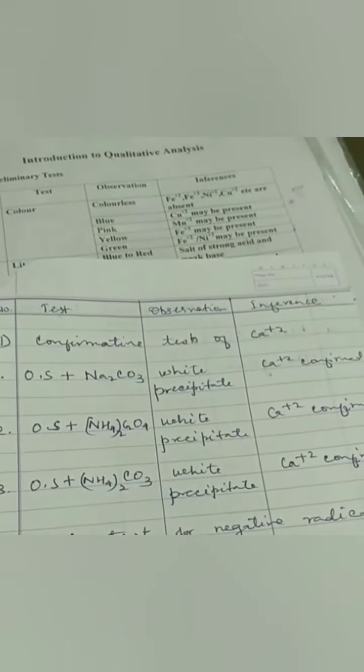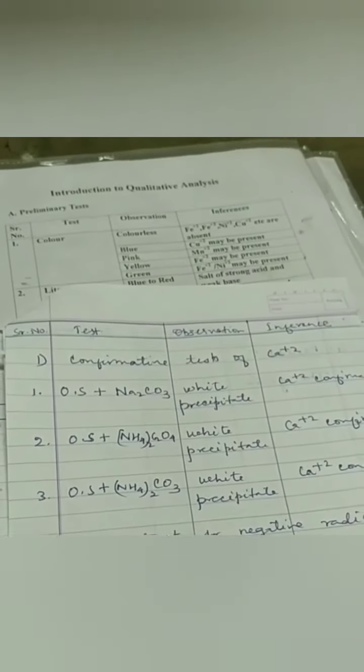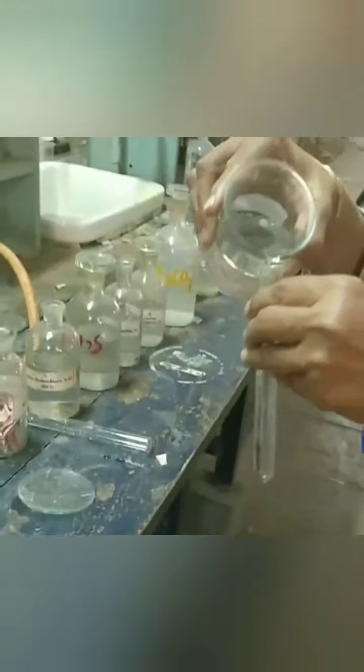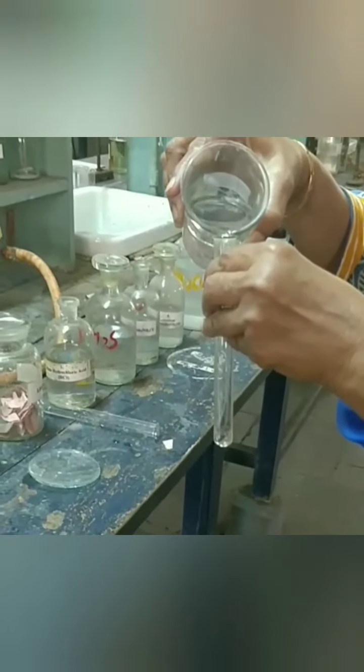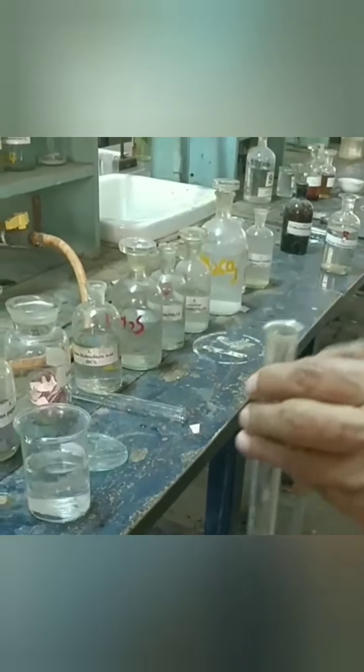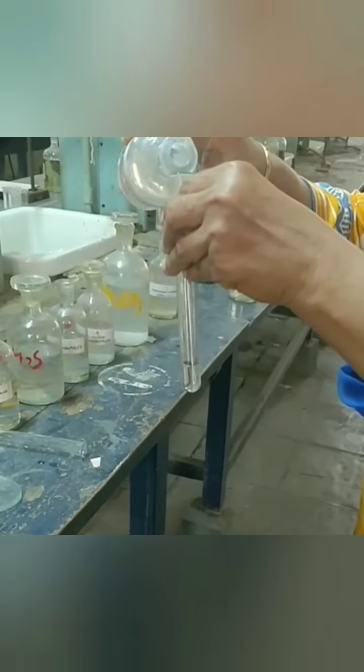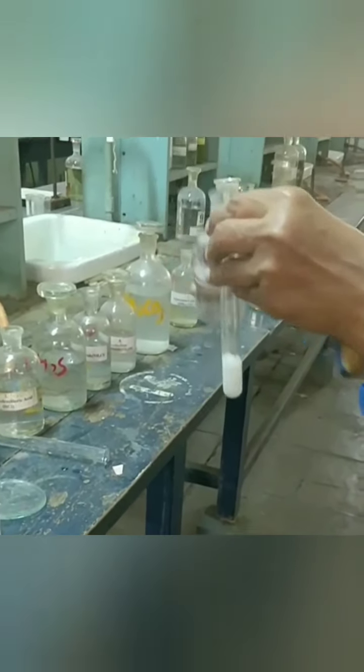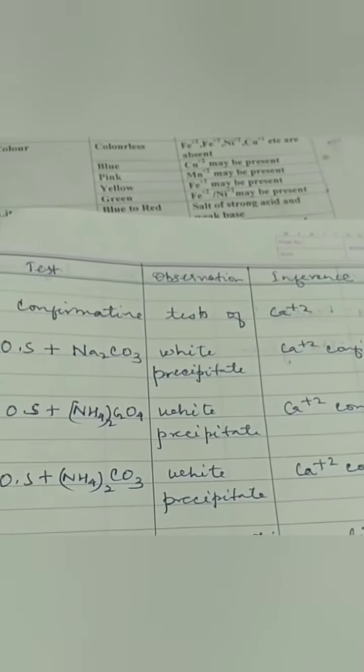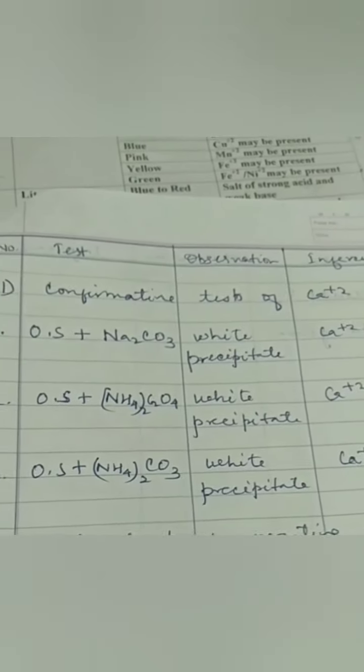We will do the second confirmative test. For this we will take OS in a test tube. In this we will add ammonium oxalate. You can see white precipitate, that means Ca+2 is confirmed. This is the second confirmative test for Ca+2.